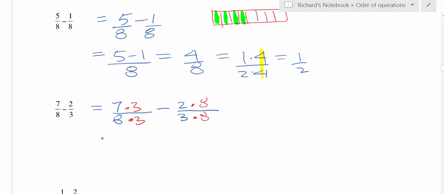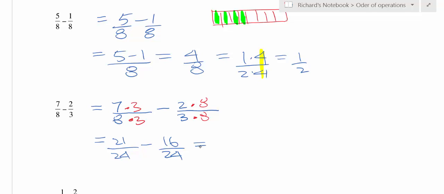What I end up with here is 7 times 3 is 21 over 24 minus 16 over 24. Now I have a common denominator. Both fractions have been chopped up into the same size pieces. Each whole has been chopped up into 24 pieces, and they're all the same size.